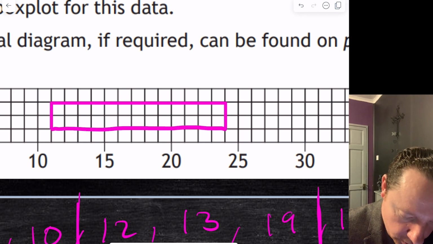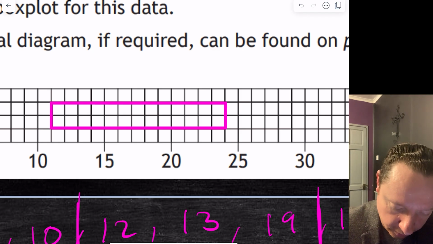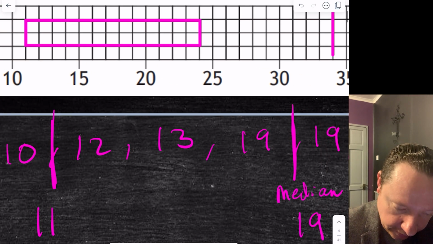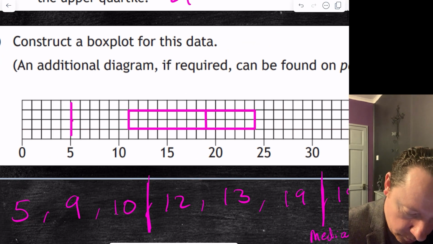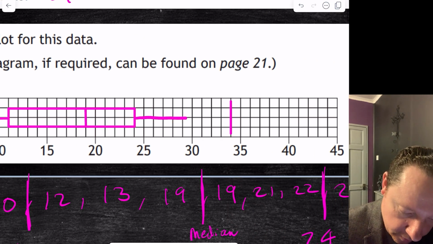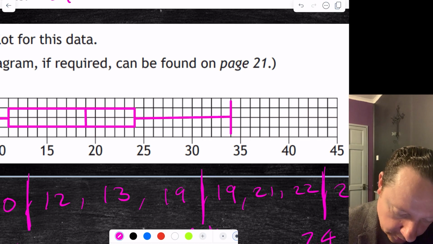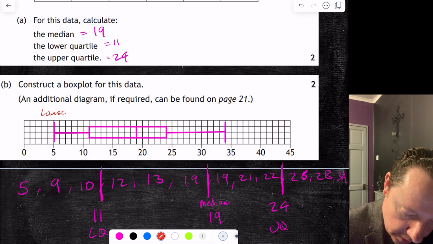Notice I'm not using a ruler, but that's because my iPad can do that. You use a ruler. And then we put our median where it goes. Our median is 19. So just below 20, there's my median. And we can just connect that up here, and we can connect that up there. And there's a completed box plot. So we can just take a note of all the things in the box plot so we know what we've got. That's our lowest. That's our highest.